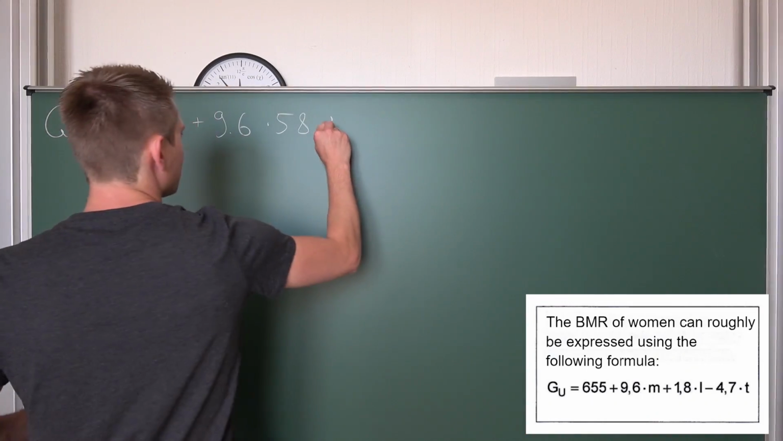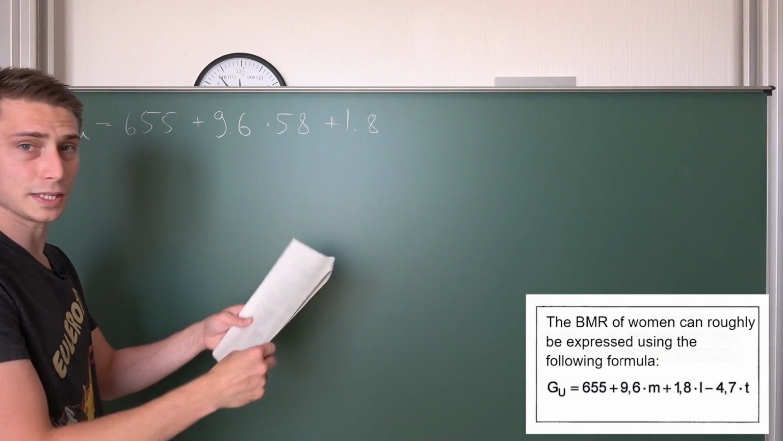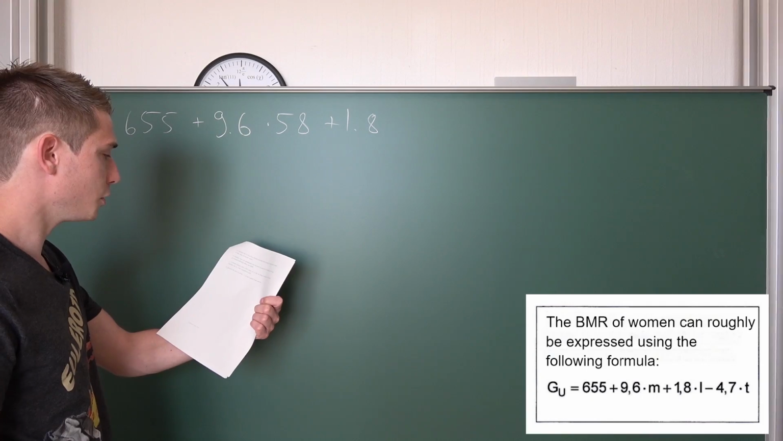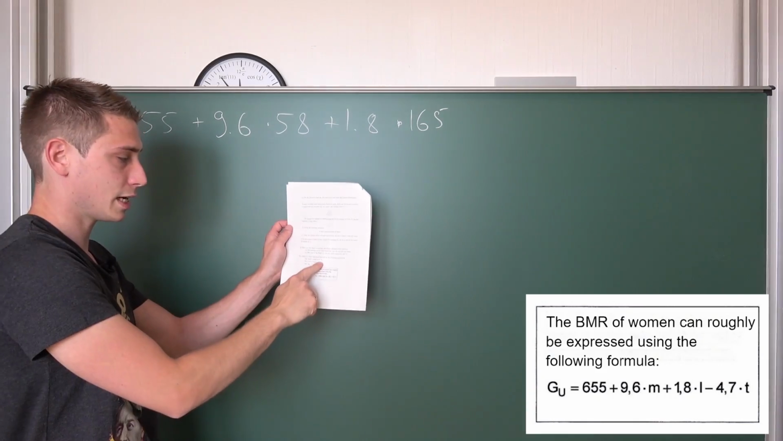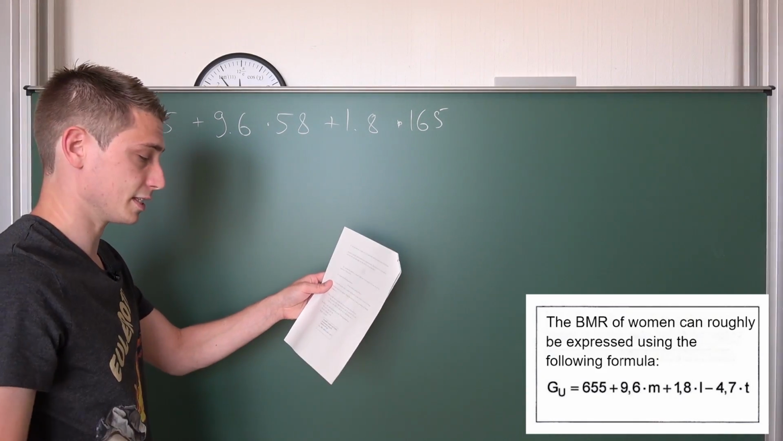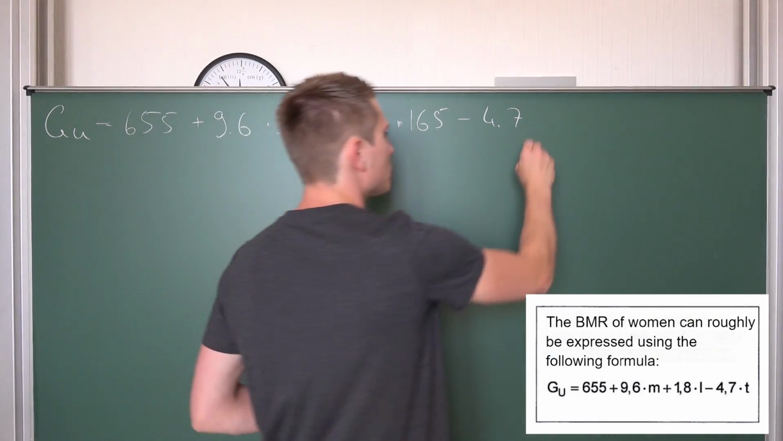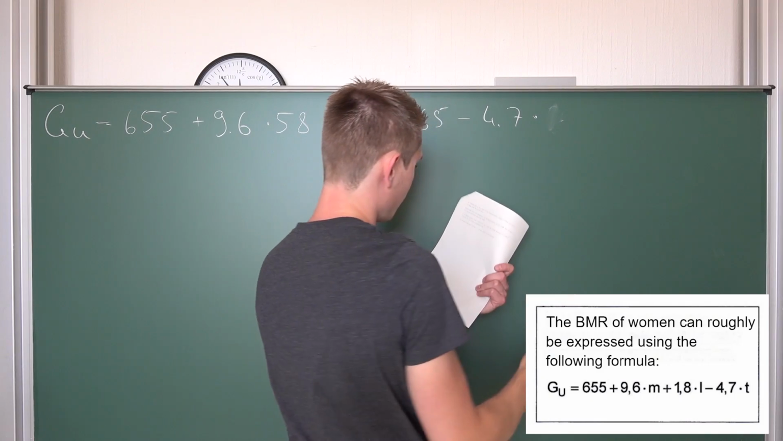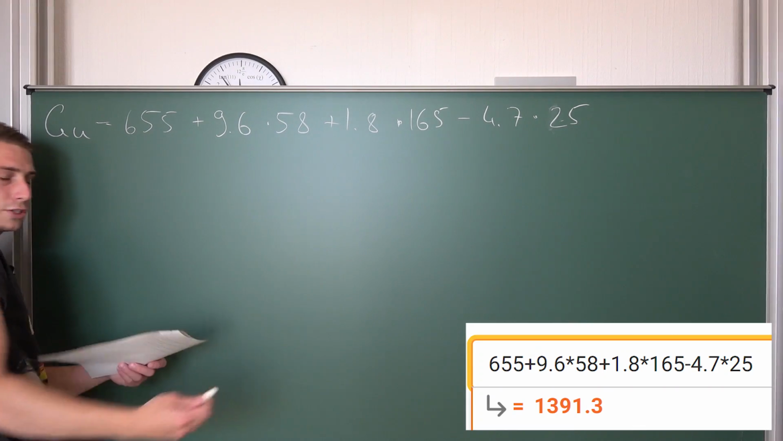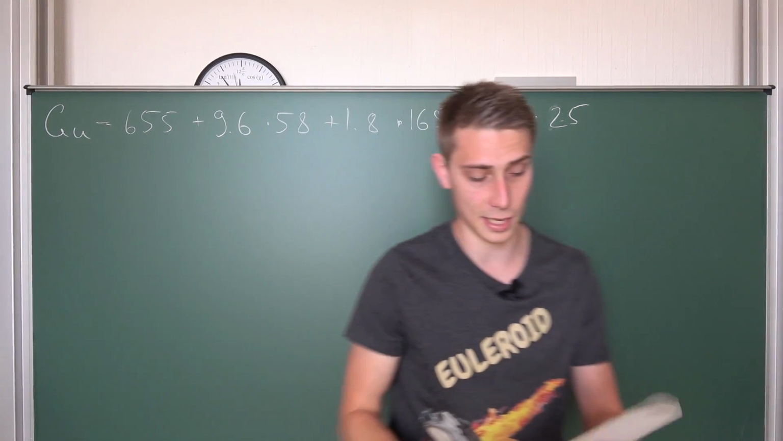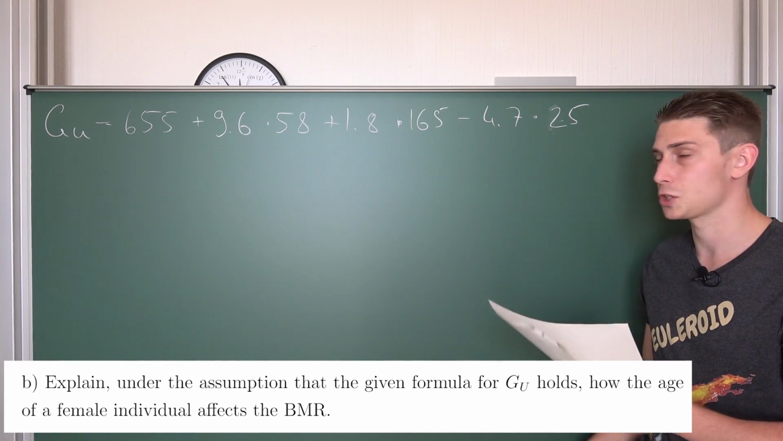Next up, plus 1.8 times L, and L is the height in centimeters, I'm terribly sorry, I put meters here instead of centimeters, of the female individual, meaning it's 1.8 times 165. And then negative 4.7 times the age of the individual, so that's 25, a 25-year-old individual. And this is some value that you're going to get out, and you can see it here, and thus we're done with this exercise.